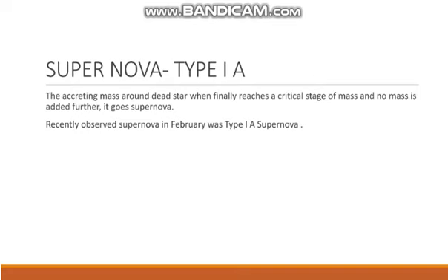Supernova type Ia. The accreting mass around the dead star, when it finally reaches a critical mass and no more mass is added further, goes supernova. The supernova recently observed in February was a type Ia supernova.